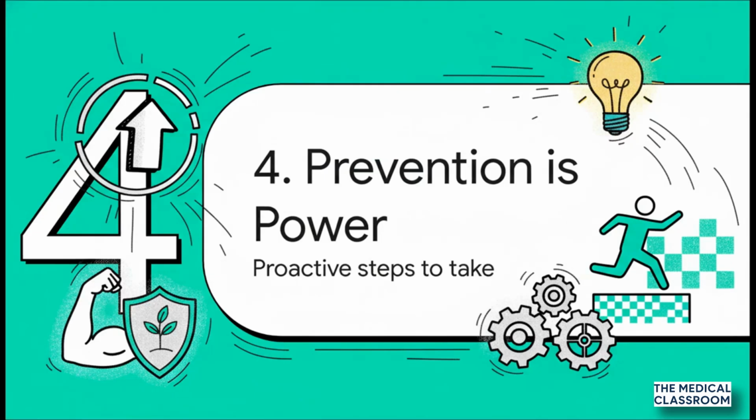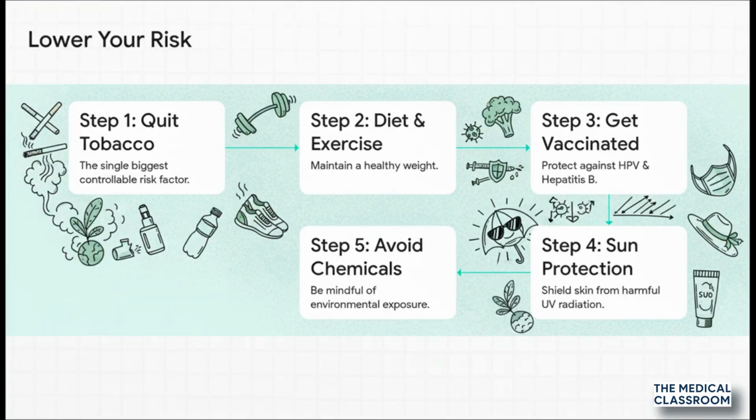So we've moved from what's false to what's true. And now let's talk about what's actionable. This section is all about empowerment. It's about the proactive steps you can actually take to help lower your risk. And this is where you have some real power. Quitting tobacco is number one for a reason. It is the single most impactful thing you can do.